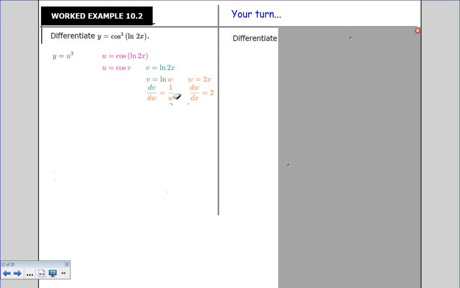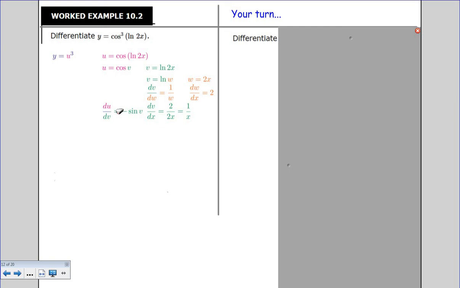So I can then combine these. I would like to have dv by dx. So dv by dw times dw by dx, the dw's kind of cancel using the chain rule. So we get 1 over 2x times 2, and that cancels to be 1 over x. So I can now differentiate my u with respect to v and see what we get. So we know that when we differentiate cos, we get negative sine.